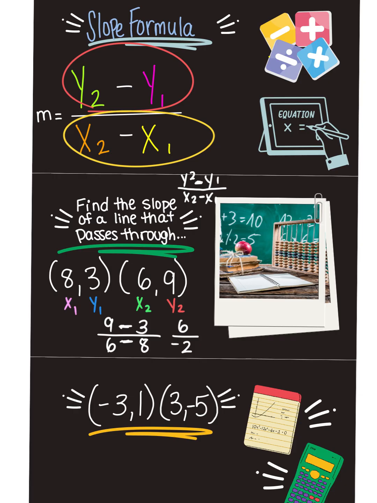Now you have to simplify that if possible. What is 6 divided by negative 2? Negative 3. So the slope of the line would be negative 3. If you were to graph those 2 points and do the rise over the run, you would see the slope is negative 3.